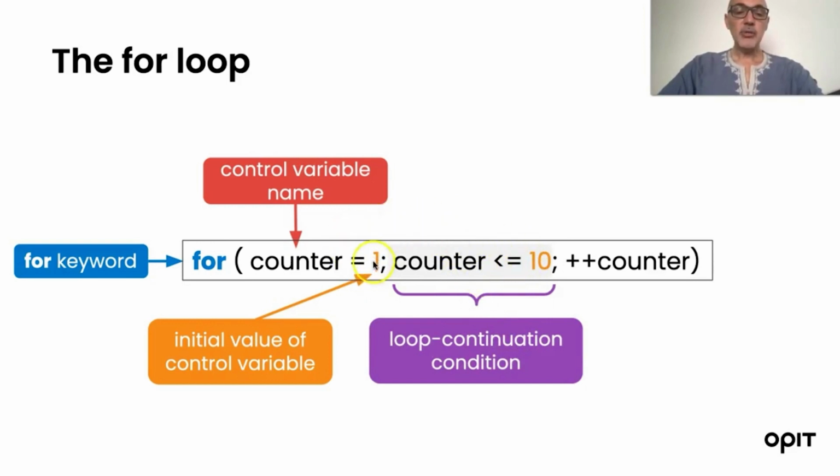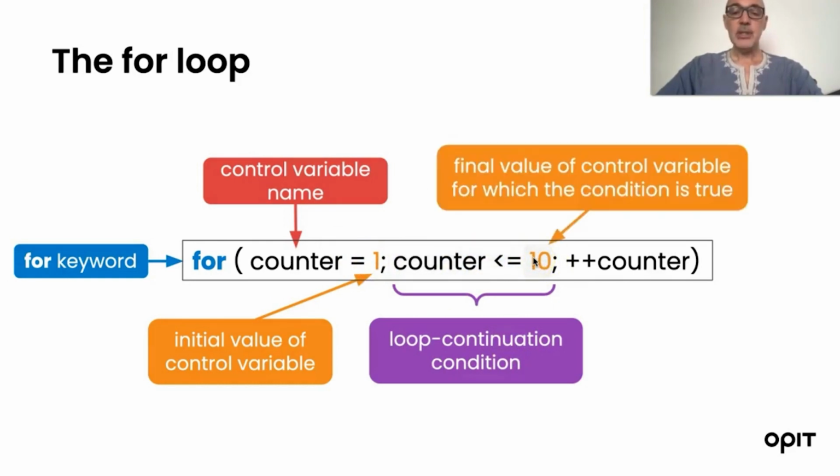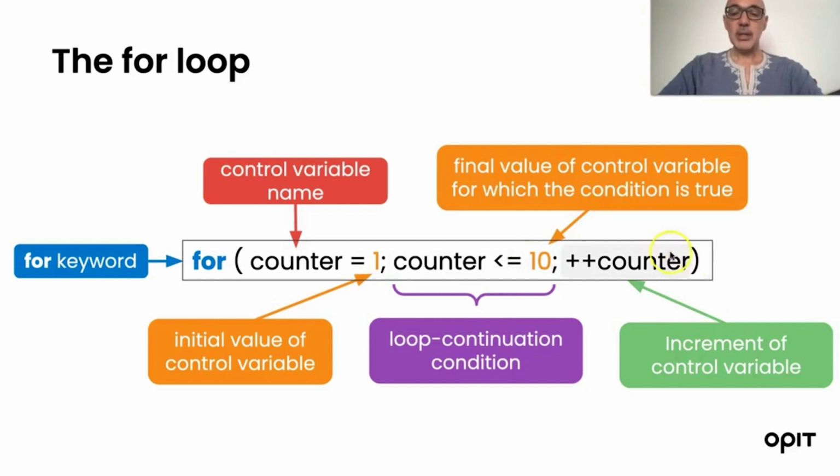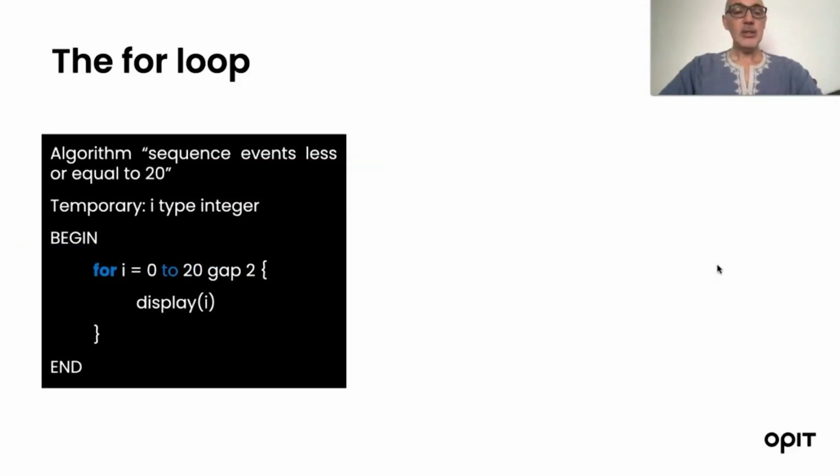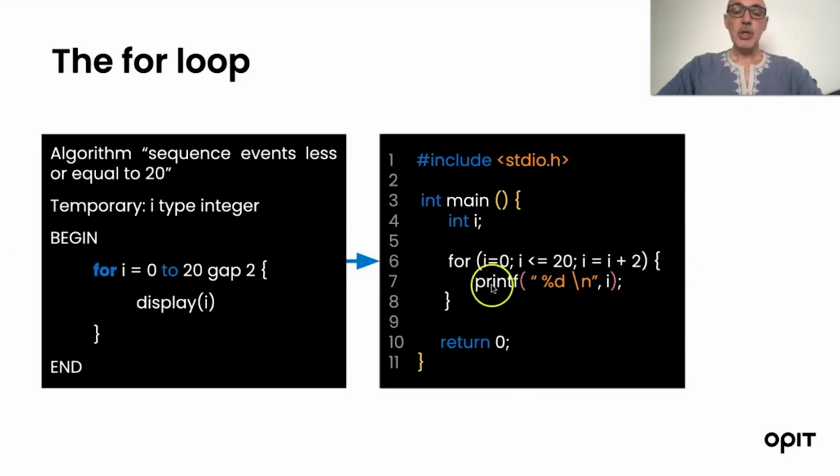You see here that we start from 1 and we loop till we reach the value of 10, and this is the final value of your control variable. Then you have the increment. How are you going to increment? If you put plus plus counter, counter will jump from 1 to 2 to 3, etc. But if we put counter equals counter plus 2, it means that now the gap becomes 2, and this is what we have in this simple program. The for has these 3 components: here we start with 0, go till 20, and we jump with a gap of 2.